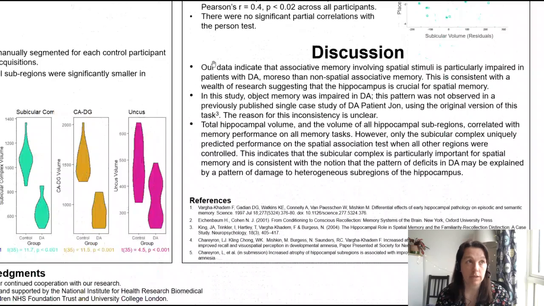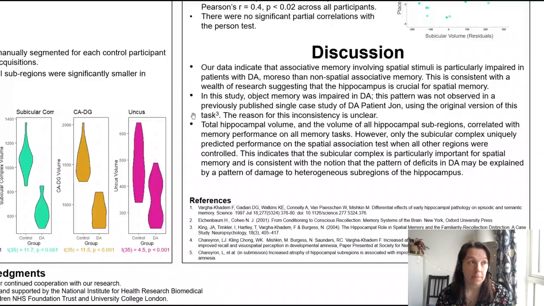What can we conclude from this? Well, we might conclude that spatial memory is a particular challenge for people with DA, and that the associations involving spatial images are just more difficult in this patient group. This is consistent with a huge amount of research suggesting the hippocampus is particularly important for spatial memory and for navigation.